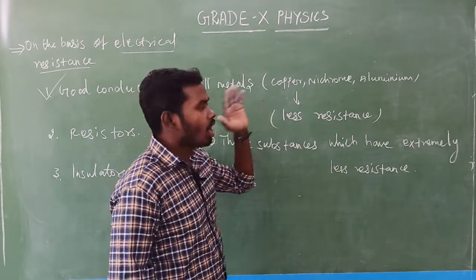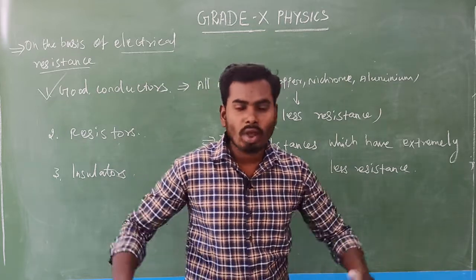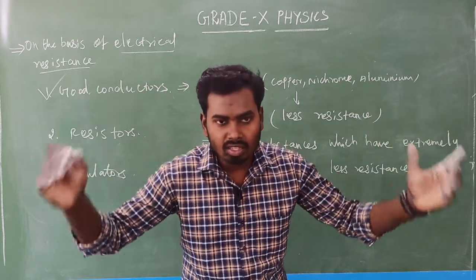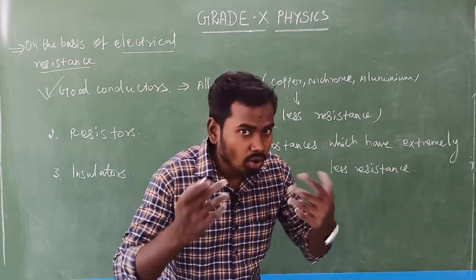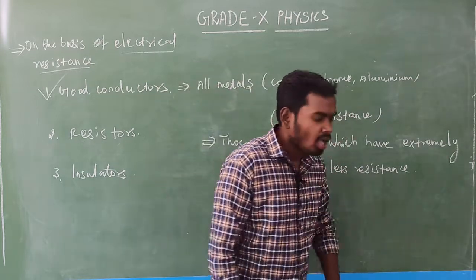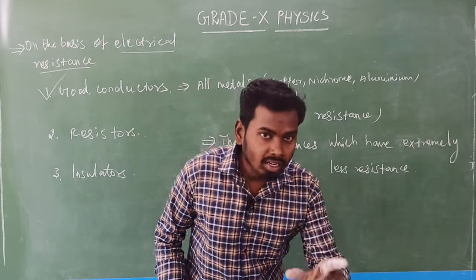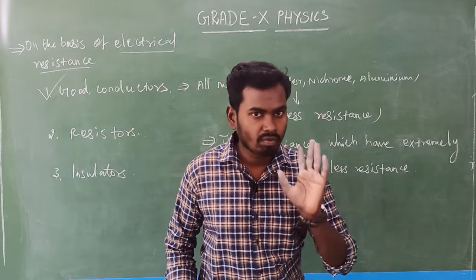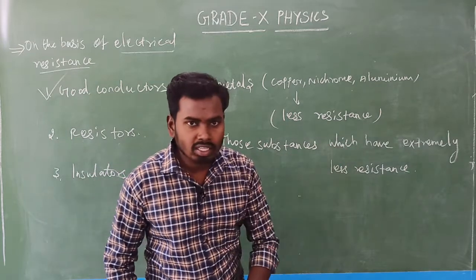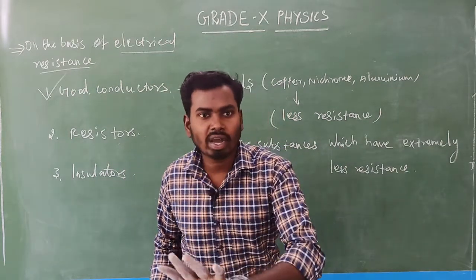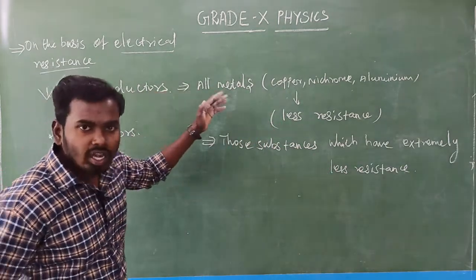For example, all metals are good conductors of electricity because they have a small amount of resistance when a potential difference is applied across the two ends of the metal. Already we know what collision is: the opposition to the flow of electrons is called resistance. Since metals have less resistance, electrons can easily flow from one part of the conductor to another, so all good conductors allow the current to pass through them.